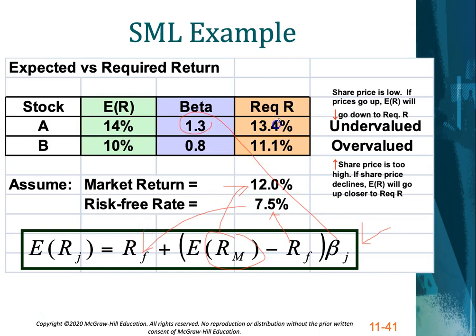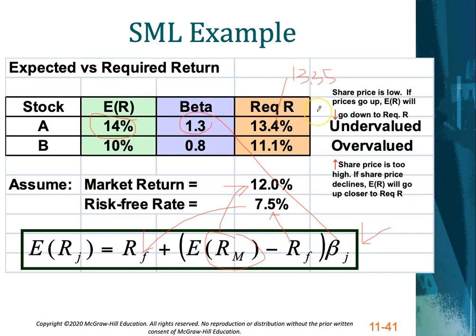And unfortunately, I did not get 13.4. I got 13.35. I expect you will as well. I can't explain why they have 13.4 on this slide. But the point of this is that if you require a 13.4 or 13.35 return and the expected return on the stock is 14, then of course the return is higher than what you require. So that would be a good purchase for you.